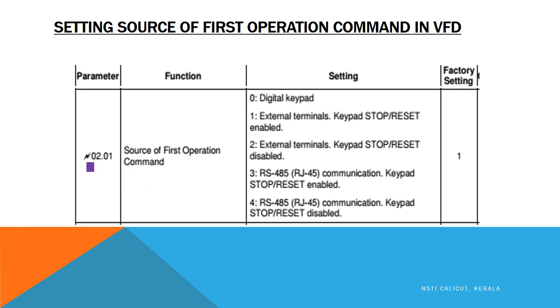How to set that? We will go to parameter 2.01, and in 2.01 if you select 0, you will switch on the motor from the digital keypad. If you set it as 1, then from the external terminal you will be able to switch on and switch off. And if you put 2, you will be able to switch on only, and stop is disabled. Similarly for RS485.